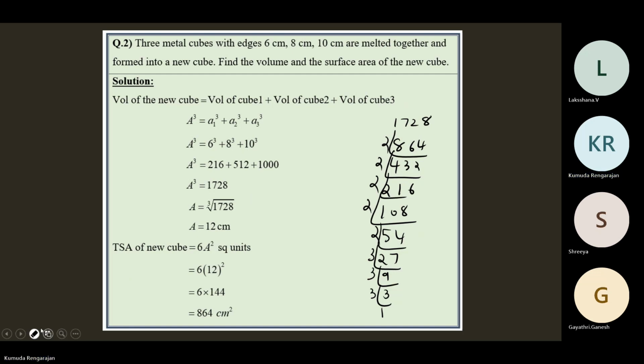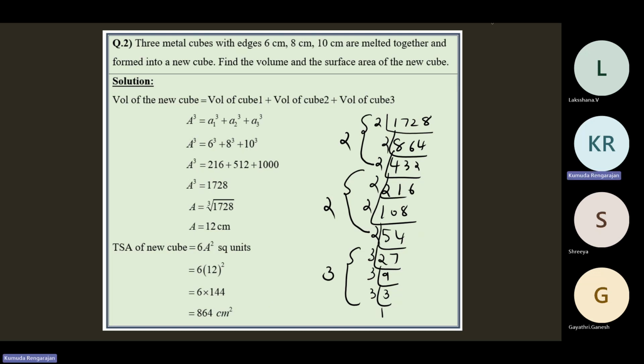Okay. Yeah, so from 3 twos, 1 2 out. From 3 other twos, 1 2 out. From these 3 threes, 1 3 out. So this will be the cube root. So 2 into 2 into 3. So 2 twos are 4, 4 threes are 12. So 12 is the cube root of 1728.